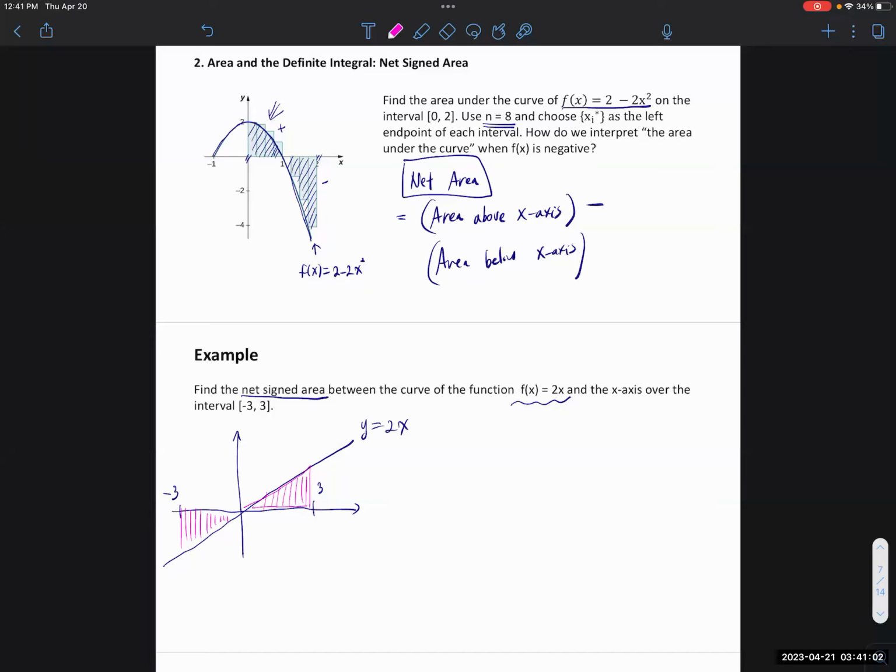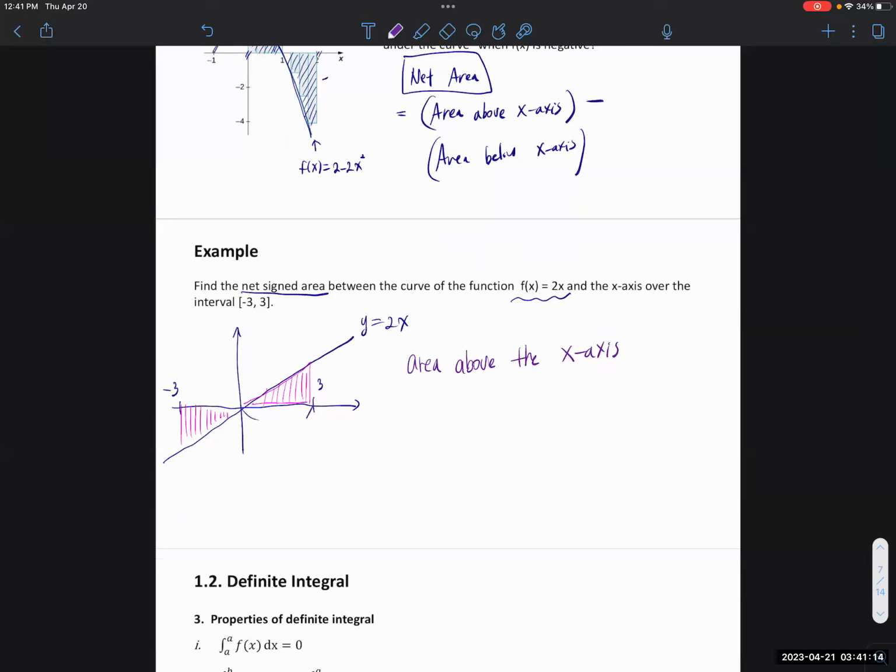So first, let's find the area above the x-axis. We know that from here to here, this is 0, this is 3. This is exactly a right triangle, so we can use a geometric formula to find the area of the right triangle. If you have a 3, what is the point? 2 times 3 will be 6. So the height is 6, the length is 3. So we have 3 times 6 divided by 2, which is 9. So this is the area above the x-axis.